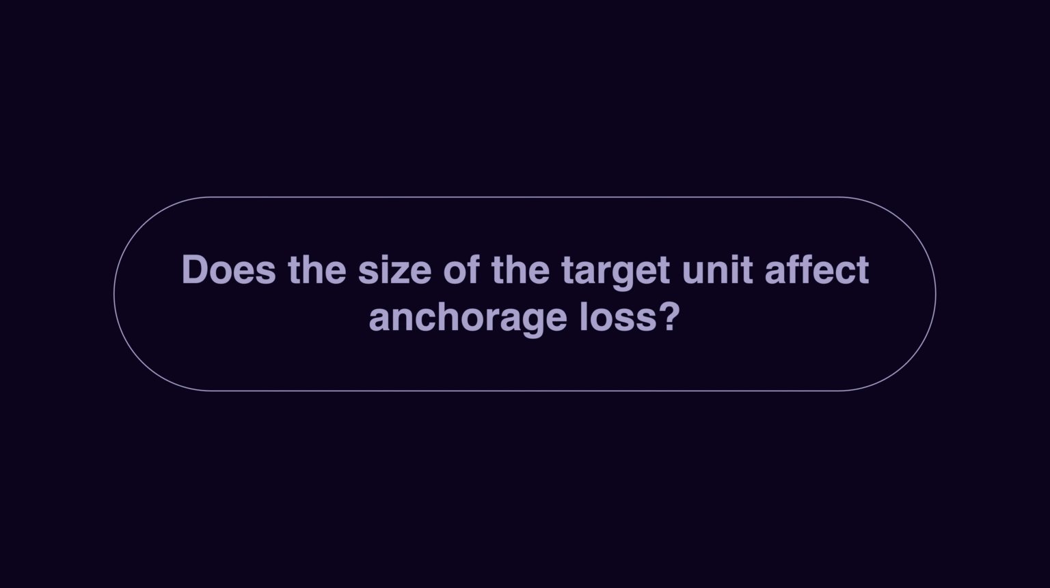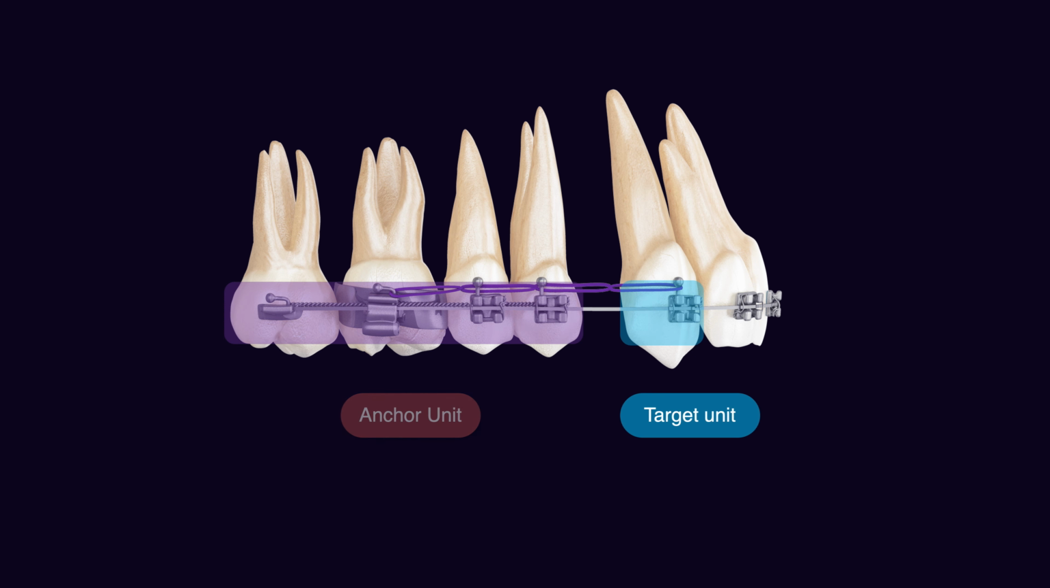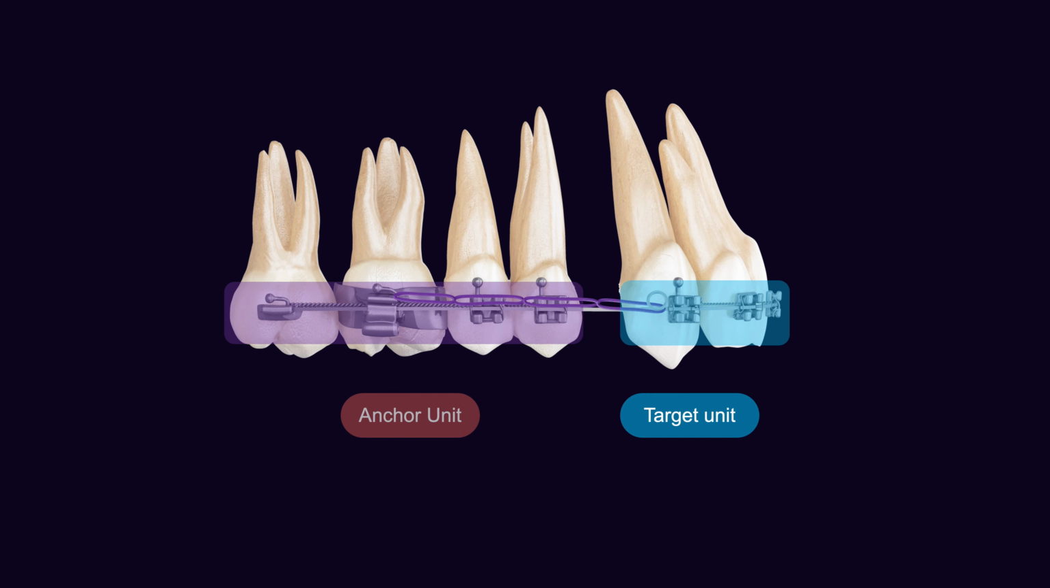Now, another question may pass to your mind. Would the size of the target unit have any effect on anchorage loss? To better understand the question, let's look at the example. Assume you have an extraction space and you like to close the extraction space by moving the anterior teeth backward. Would it make any difference if I retract the canine first and then go ahead and retract the 4 incisors? Or should I retract all 6 anterior teeth together?